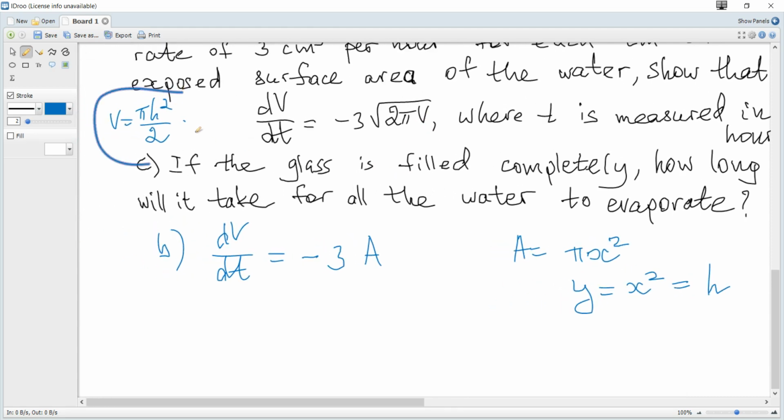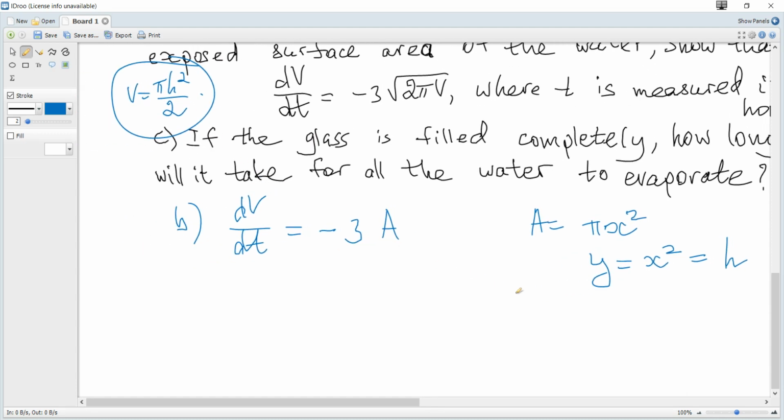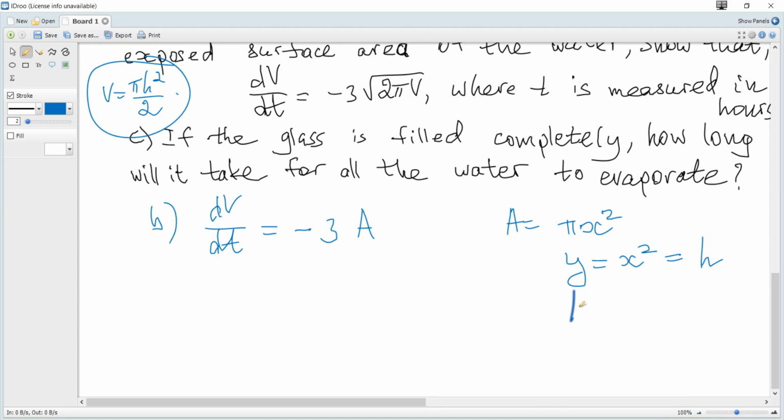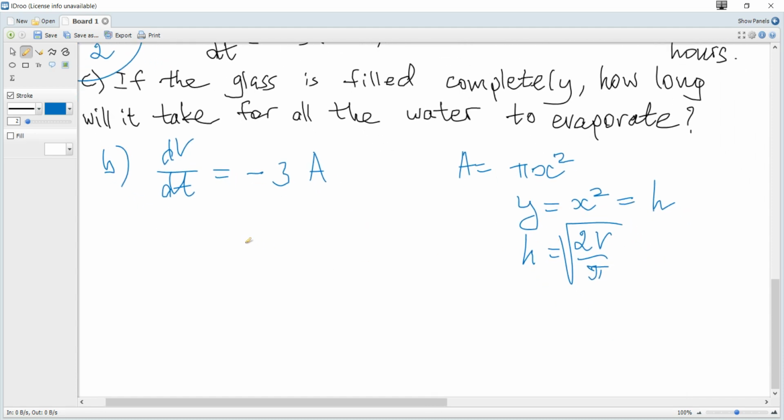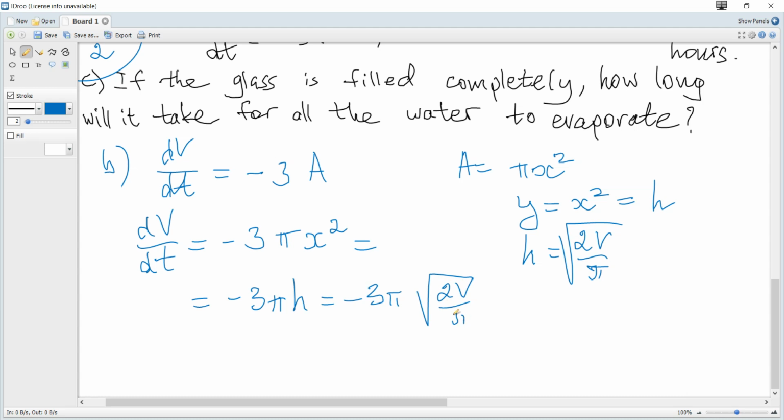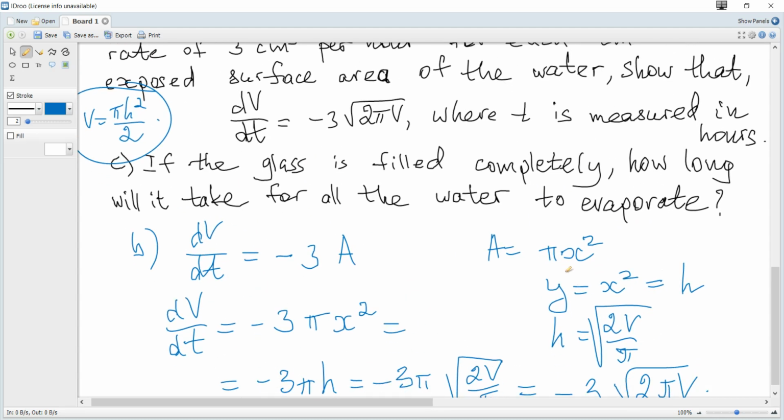We need it in terms of V, so we can also take into account this formula, and we can see that h is equal to the square root of 2V over pi. And it becomes dV over dt equals minus 3, A is pi x squared, x squared is h, and h is the square root of 2V over pi, and finally it's minus 3 root of 2 pi V, as required.